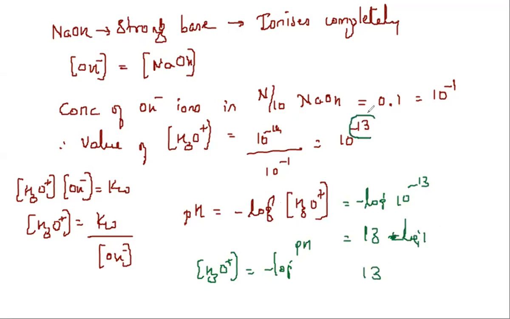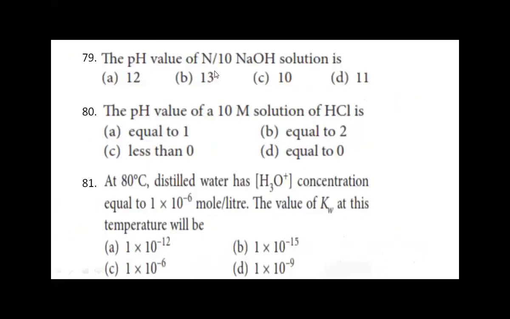10 raised to how much is there? If it is 1 here, 10 raised to how much? That will be itself the pH. And if you want to find pOH, they have not asked pOH, but still I'm saying, pOH will be equal to what? 14 minus pH. So 14 minus 13 is what? 1. Yes? Is that understood? So the pH of the N by 10 NaOH is how much? It is 13. Option B is the correct option.